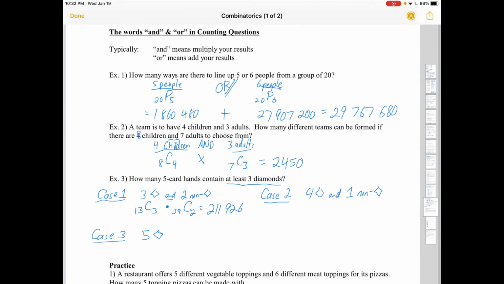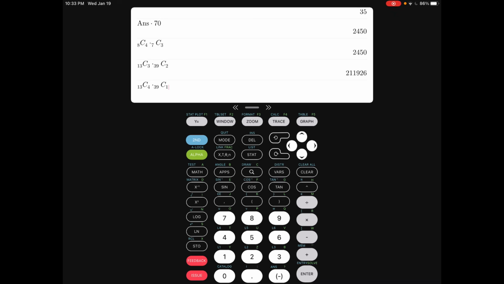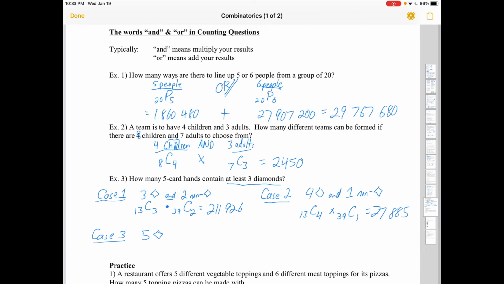Now we'll do case 2 separately. You could have 4 diamonds, so you've got 13 to choose from, 13 choose 4, and 1 non-diamond, so 39 non-diamonds to choose from, choose 1. Just as an aside, this 39 choose 1 is probably overkill. If you have 39 things and you're going to choose one of them, there are 39 ways, so we could have evaluated 39C1 as just 39. But we get this number, 27,885. As a last situation, we could have all 5 diamonds, so that would be 13 choose 5, and that's going to be 1287.